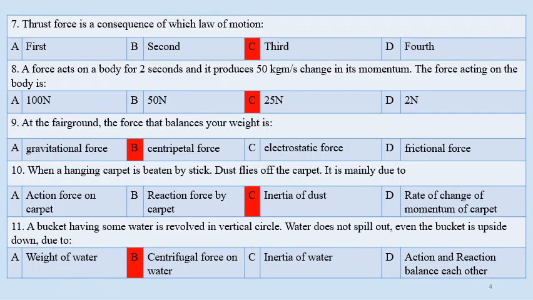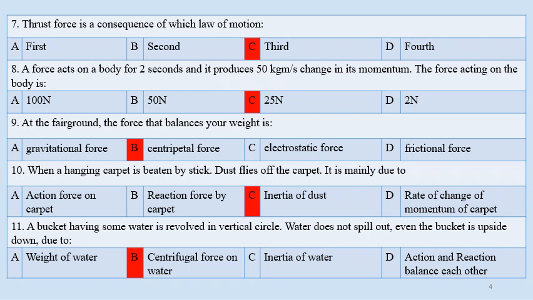Question number 7: Thrust force is a consequence of which law of motion? The correct answer is the third law of motion. Newton's third law states that every action has an equal and opposite reaction. This means in rockets, gases are expelled backwards, so in reaction to it, rockets move forward with thrust, okay.